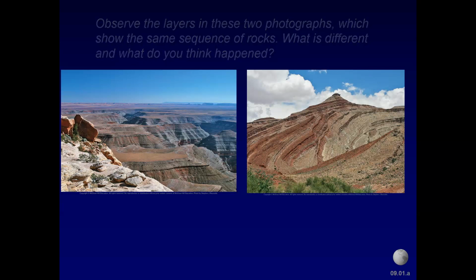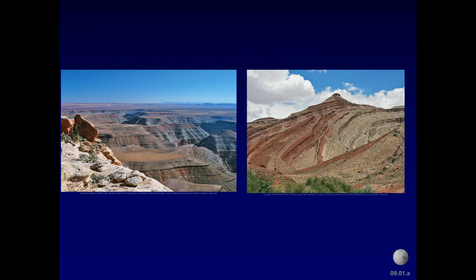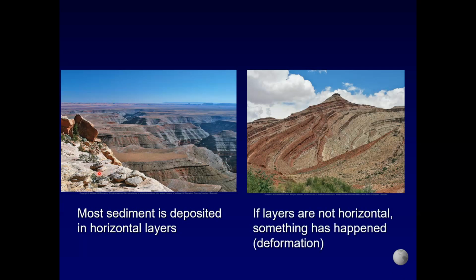Okay, so just starting out with observations. We have flat and more gray-green rocks in the left photo, and we have folded and redder rocks in the right photo. Most sediment would be initially deposited in horizontal layers. But if the layers aren't horizontal, that means something has happened, such as deformation.